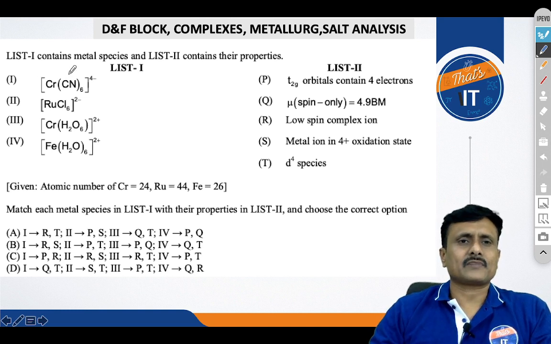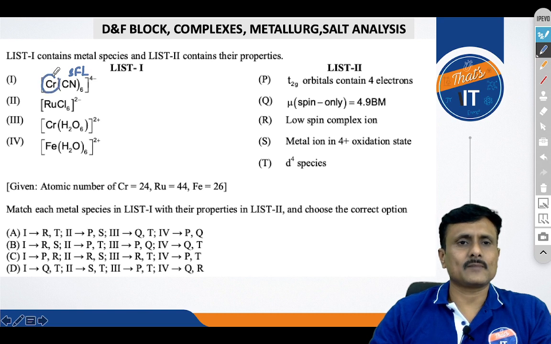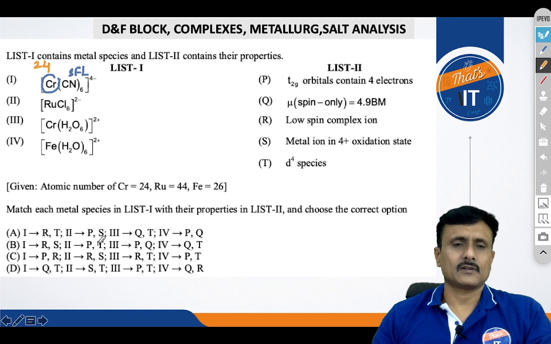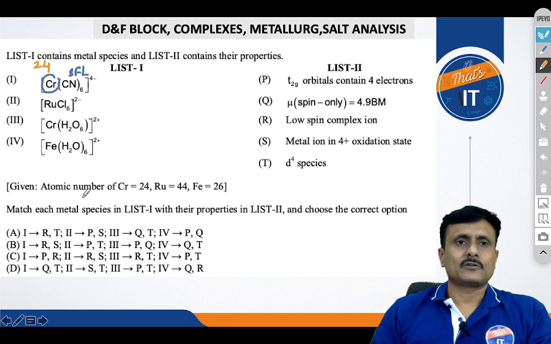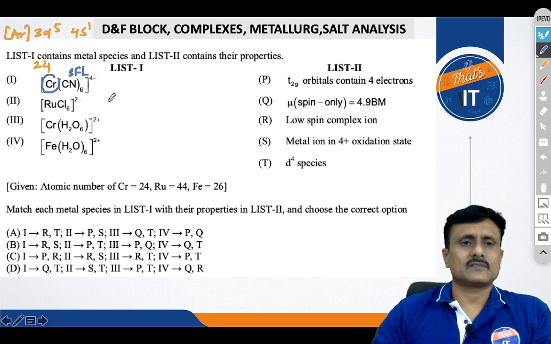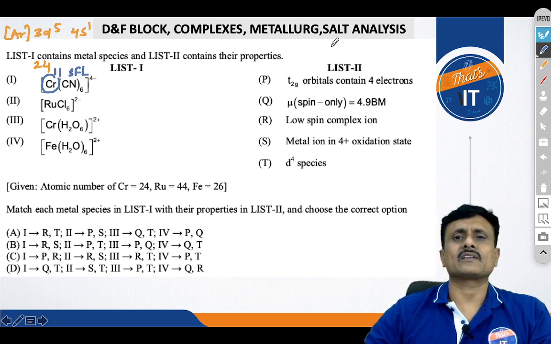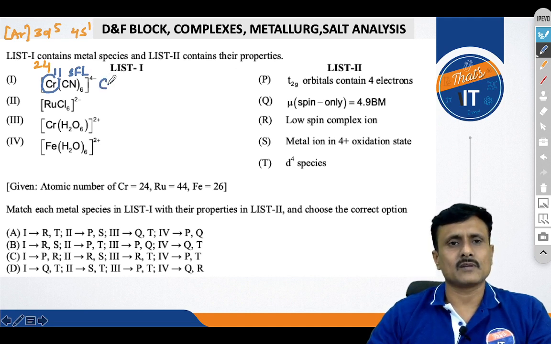The same thing, it's a strong field ligand, and you can see chromium. The atomic number of chromium is 24. So you're going to write it as what? Argon 3d5 4s1 is the general electronic configuration. However, here you can see chromium is present in its +2 oxidation state. Therefore, the rearranged electronic configuration of chromium will be 3d4 4s0.